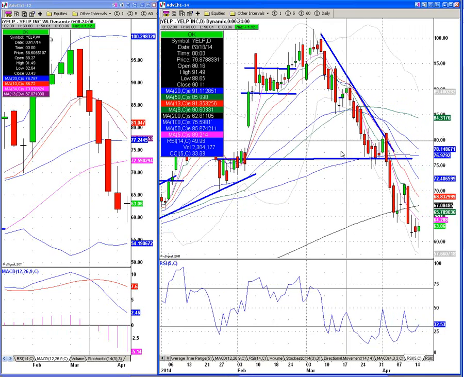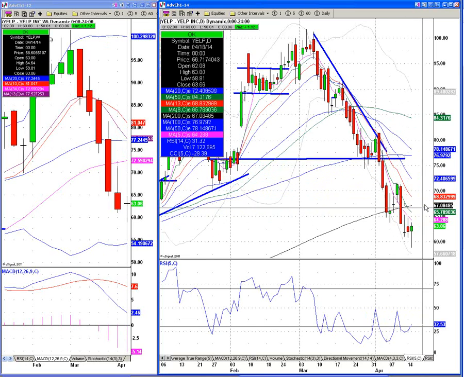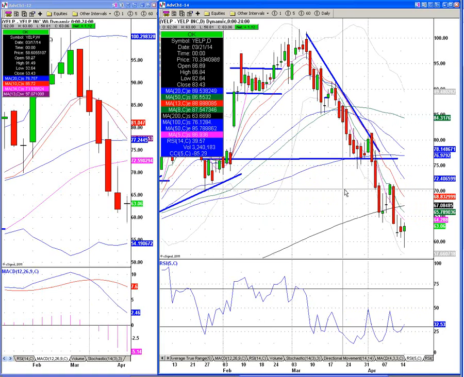And we're actually still sitting short with this trade for about a $17 gain we've had in this name, and we're just kind of trailing our stop loosely around here. So that's one of them.